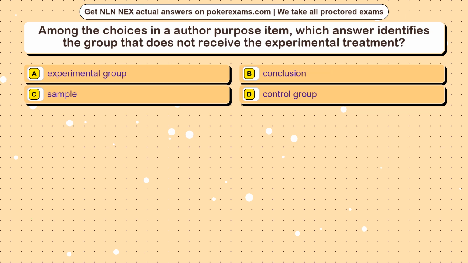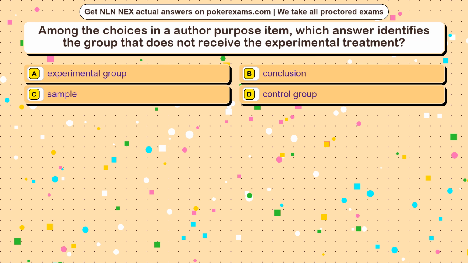Question 15. Among the choices in a author purpose item, which answer identifies the group that does not receive the experimental treatment? Option A, experimental group. Option B, conclusion. Option C, sample. Option D, control group.